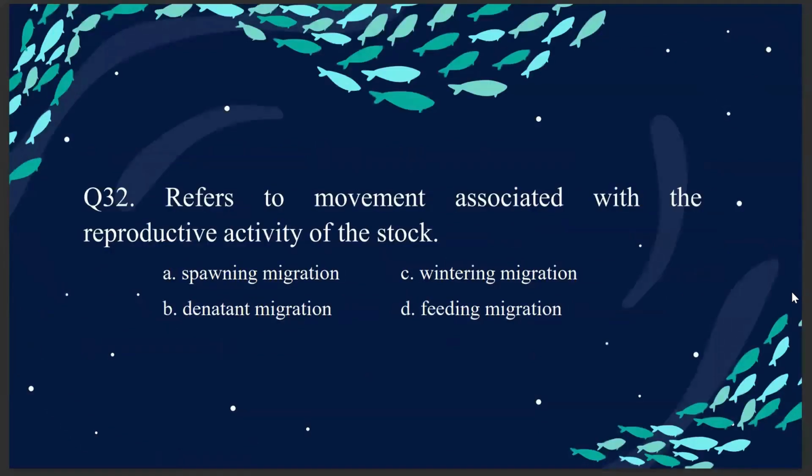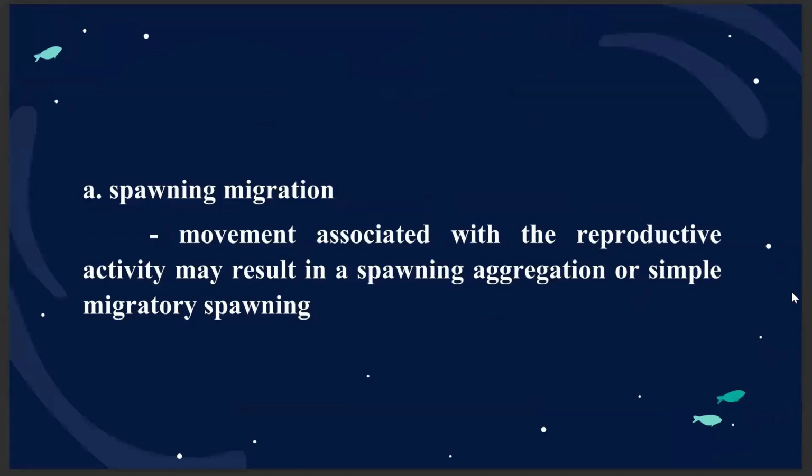Question number 32. Movement associated with the reproductive activity of the stock. A. Spawning migration. B. Catadromous migration. C. Wintering migration. D. Feeding migration. The answer is A. Spawning migration.